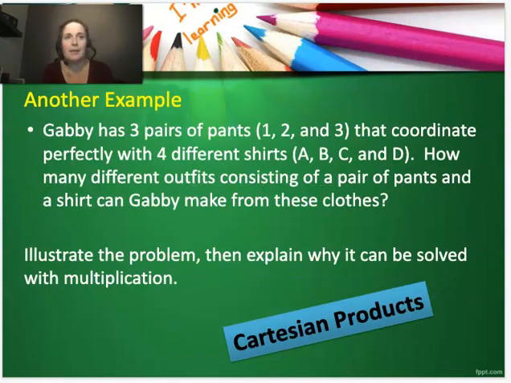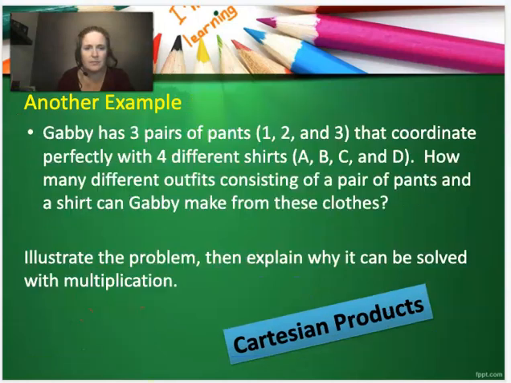Here's another one. Gabby has 4 pairs of pants. We'll label them 1, 2, and 3, that coordinate perfectly with 4 different shirts. We'll call them A, B, C, and D. How many different outfits consisting of a pair of pants and a shirt can Gabby make from these clothes? So illustrate the problem, then explain why it can be solved with multiplication. This is called a combination problem, but sometimes it's referred to as a Cartesian product.